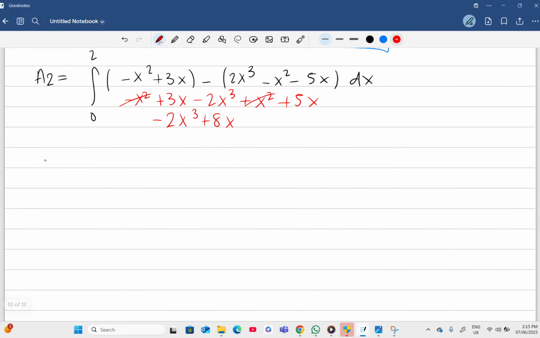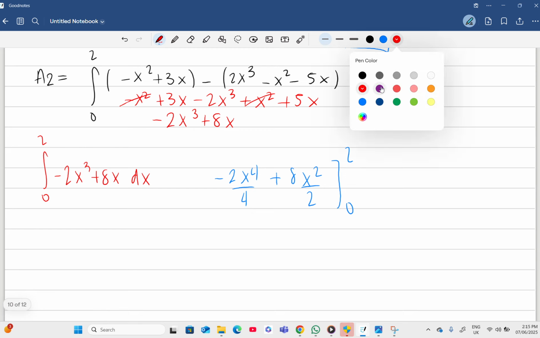So I'm going to have the integral from 2 to 0 of negative 2x cubed plus 8x dx. Now let's integrate like usual. So we are going to get negative 2x to the power of 4 over 4 plus 8x squared over 2, from 2 to 0. Now let us do the step like we did before.